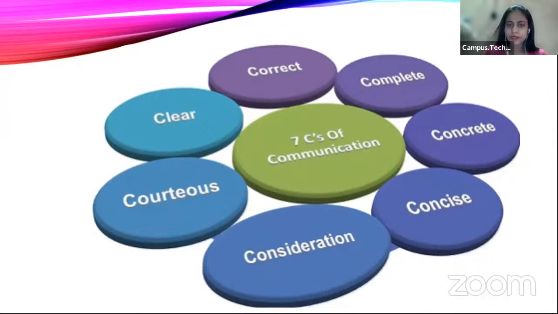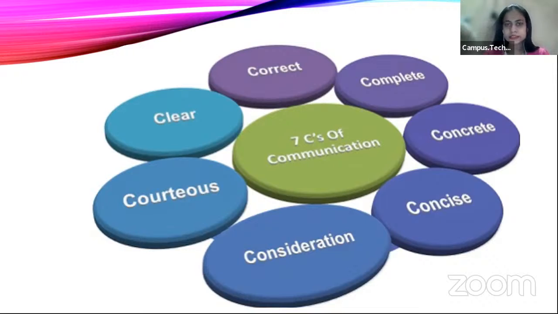So today we will be discussing the 7 C's of communication. When you are communicating, what are the things which you should keep in mind? As you can see on the screen, there is one diagram which shows the 7 C's. The information which you are sharing should have all these things. What are these things? It says the information should be correct, it should be complete, concrete, concise, consideration should be there, courteous and clear.